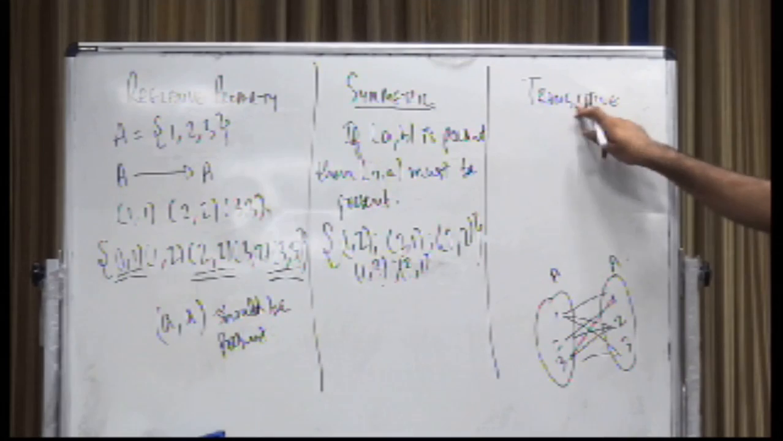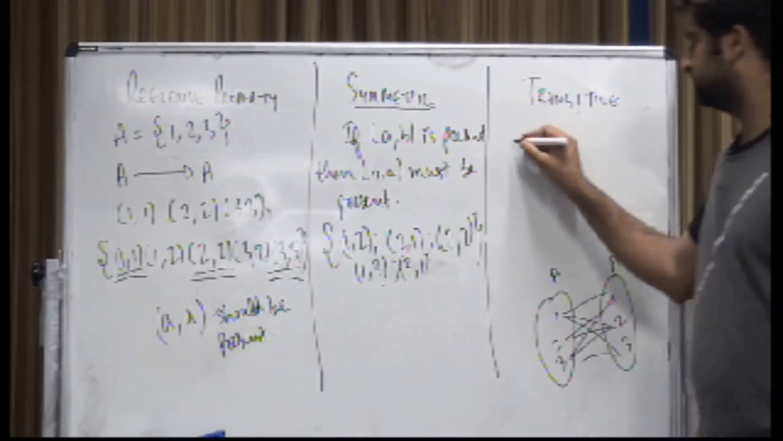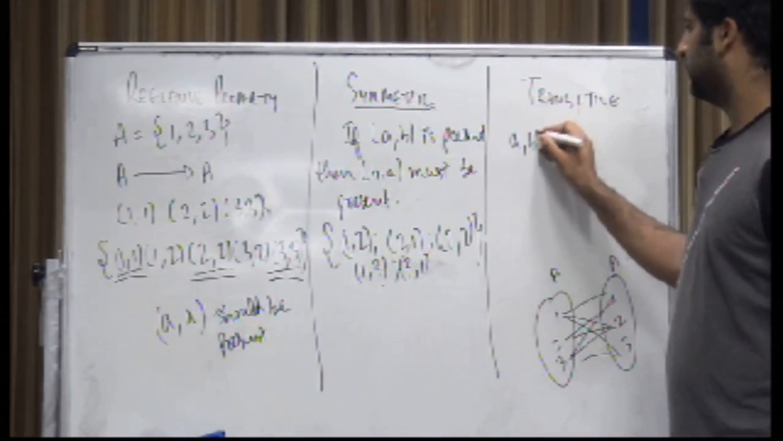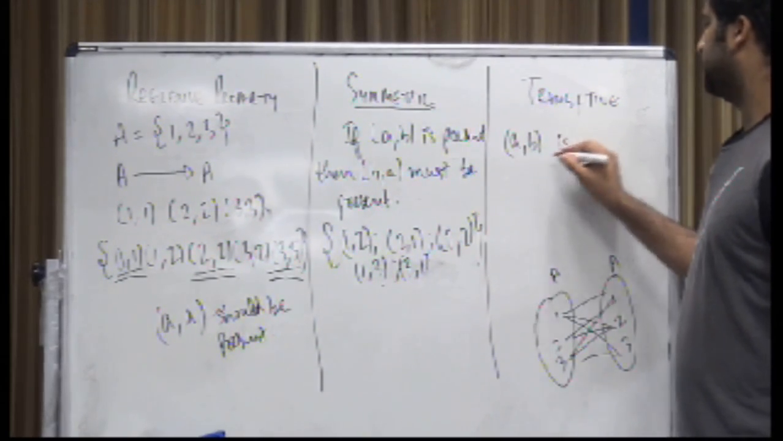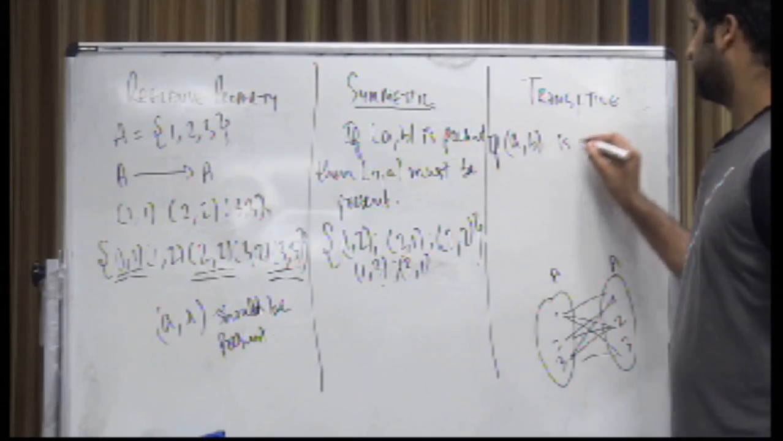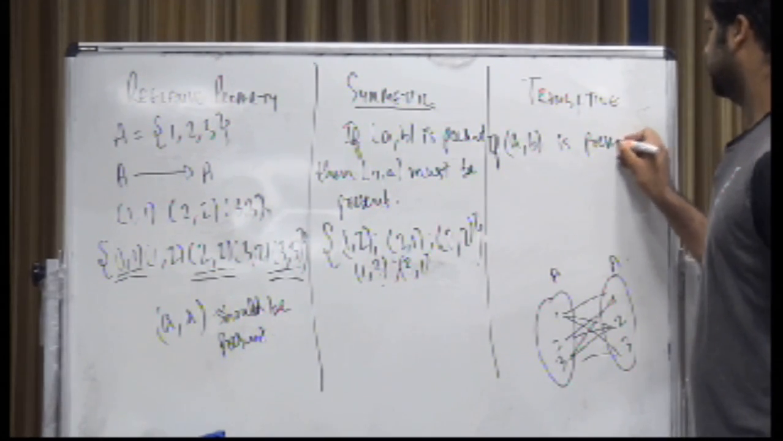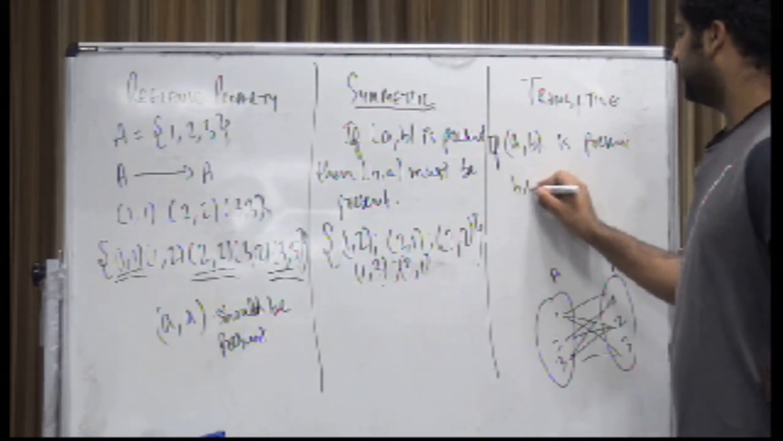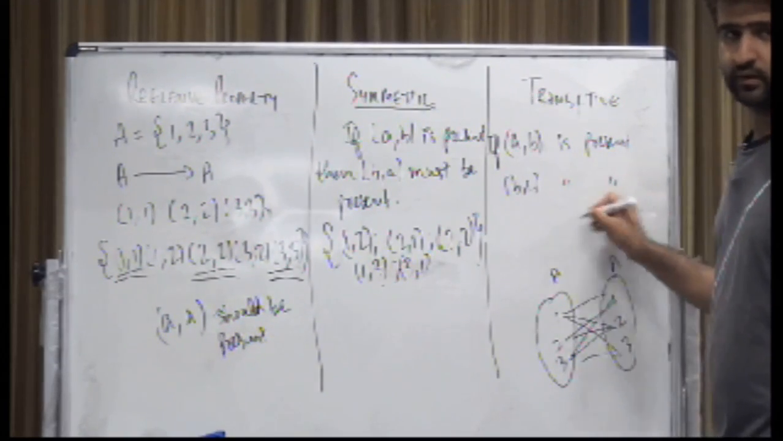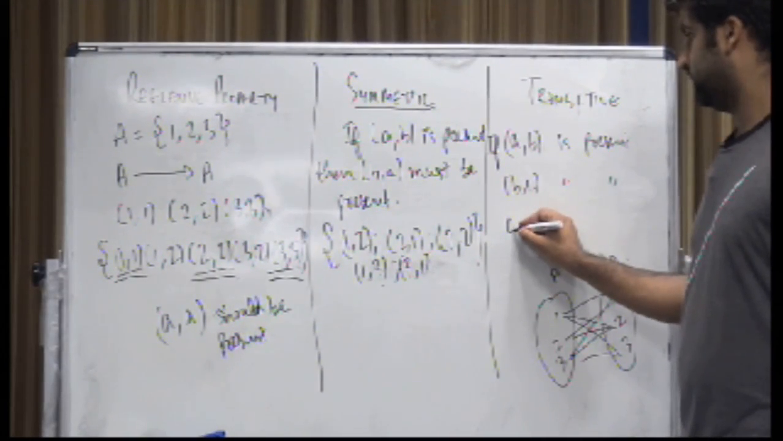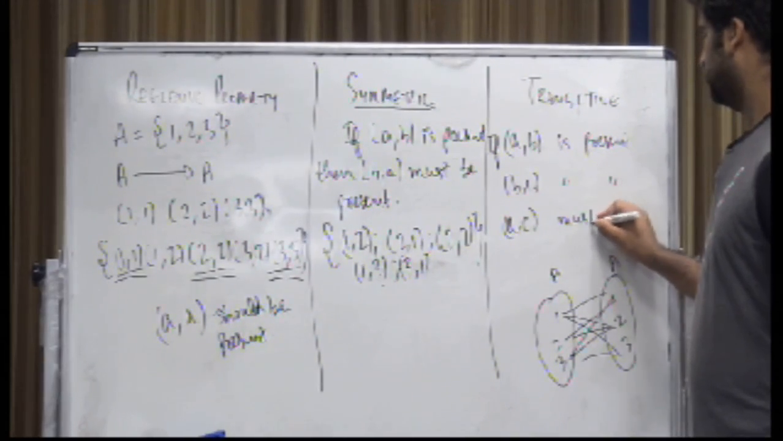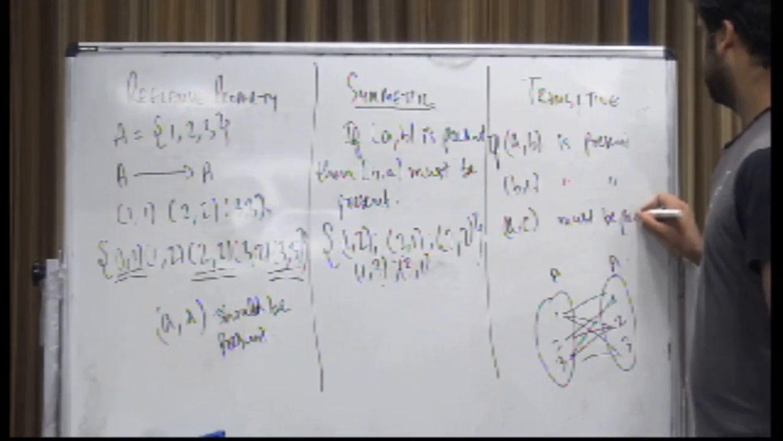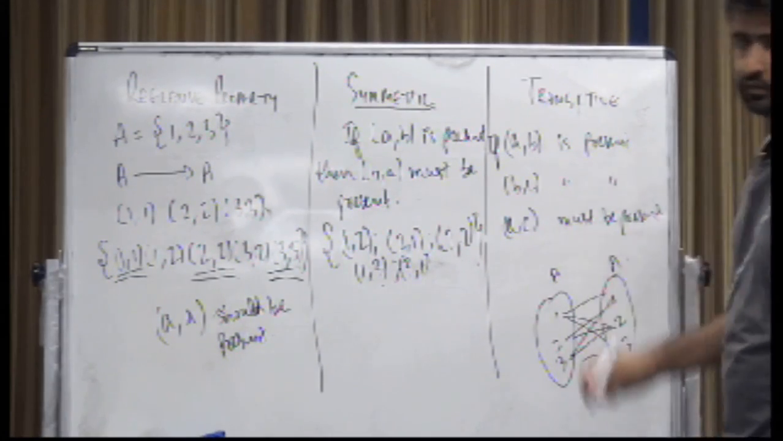A transitive property? If A comma B is present and B comma C is also present, then A comma C must be present. A comma C must be present, right?